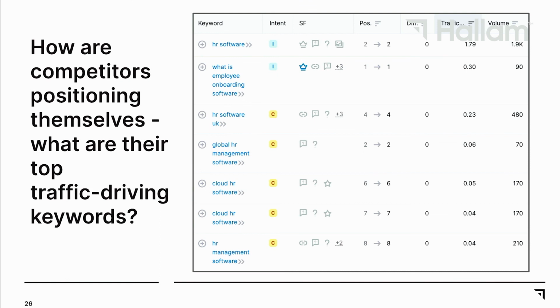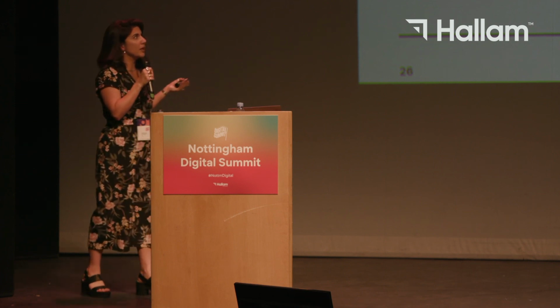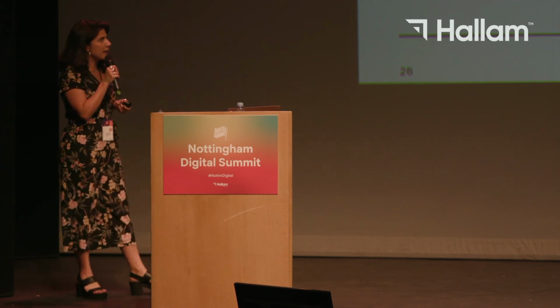But then they're getting a lot of traffic for things like what is employee onboarding software, cloud software, global HR management software. So if I was a competitor of this particular company, that would be really interesting to me, because do we actually want to compete with them in those particular aspects of the platform? Potentially, do we even want to develop our own platform to compete with them when it comes to, for example, employee onboarding software? So again, it can really help you to build up a clear picture of what your competitors are trying to do and whether you want to compete with them in that space.